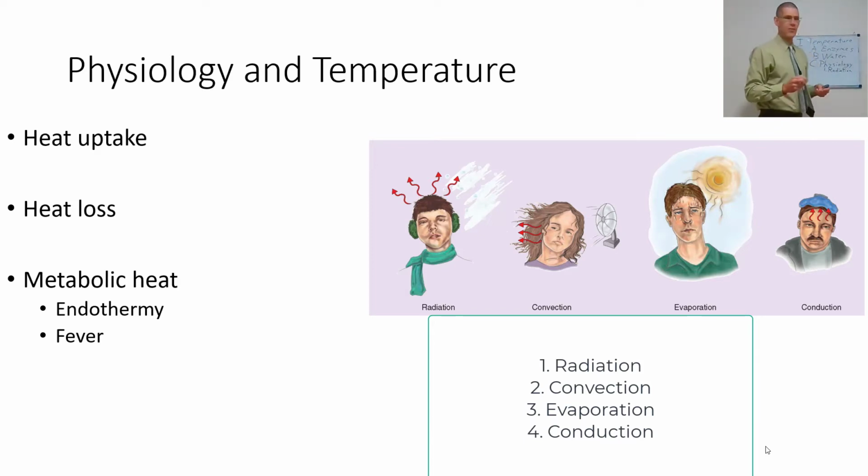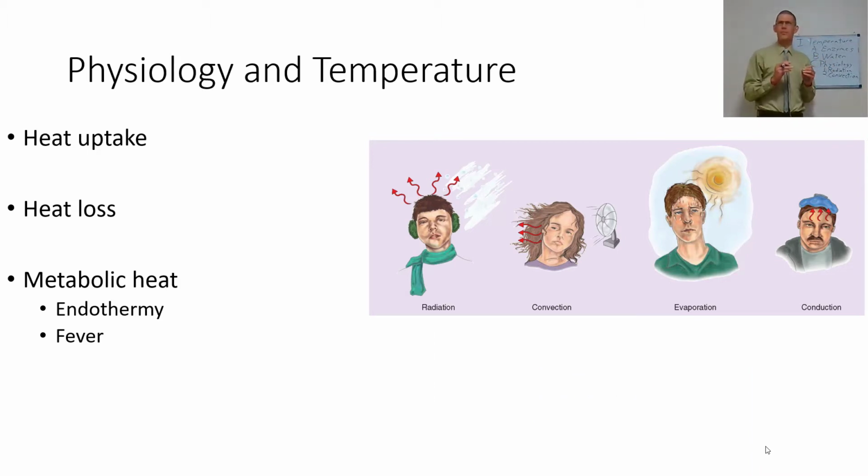There we go. So next would be convection. The movement of molecules over a surface to cause heat loss or much less often heat uptake. So sitting in front of a fan, sitting in front of a nice window with a breeze blowing over us, that's a way to lose heat through convection. There's also evaporation, only loss there.